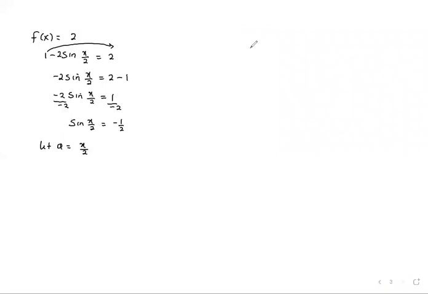Okay. So now we let x over 2 be theta, and then substitute back and say sine theta is equal to negative 1/2. Then we find theta. What value of theta gives us 1/2? We know that theta equal to 30 gives us 1/2. But this negative 1/2 must be in the third and fourth quadrants. So what is 30 in the third quadrant? In the third quadrant, 30 is 180 plus 30, which is equal to 210. And in the fourth quadrant, 30 is 360 minus 30, which is equal to 330.